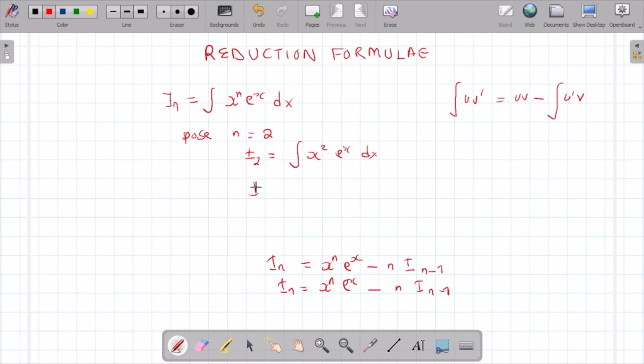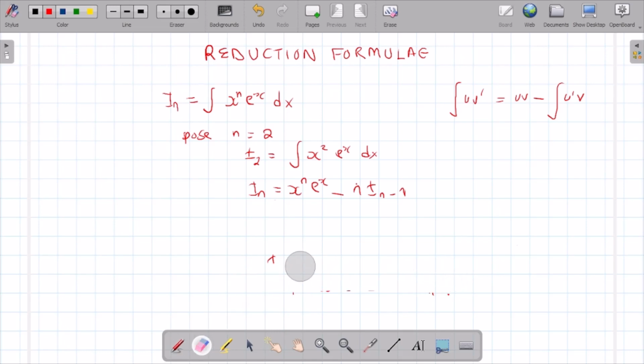The recurrence relation is I n is equal to x to the power of n e to the power of x minus n I n minus 1. Let me just take care of the bottom part to give ourselves enough room. So n is equal to 2. Therefore, I of 2 is going to be equal to x to the power of 2 e to the power of x minus 2 I of... Now what is our n? Our n is 2. So 2 minus 1 is 1. So we also have to find I of 1.